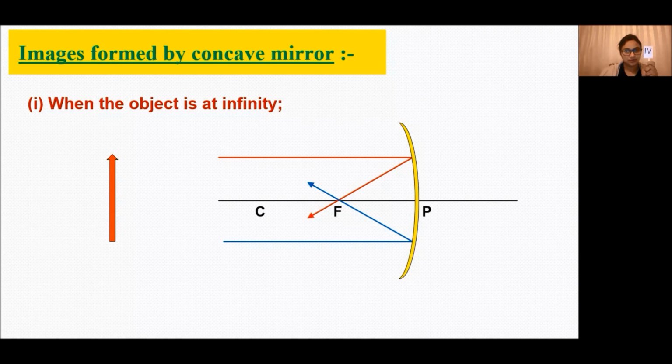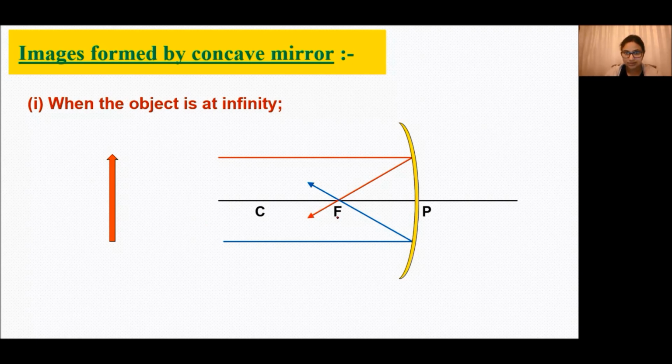What about the fourth one? Any ray of light incident on the pole will be reflected back, making an equal angle with the incident ray. So using this, now we have obtained the image formed when the object is at infinity.